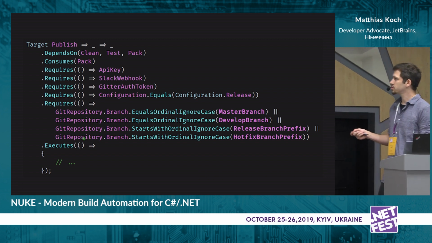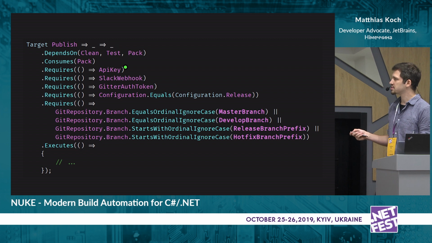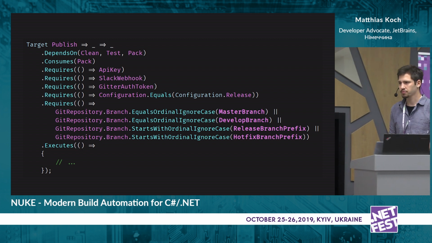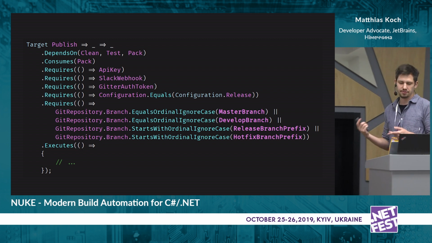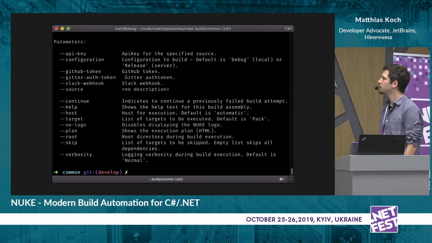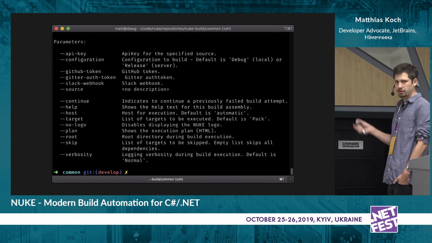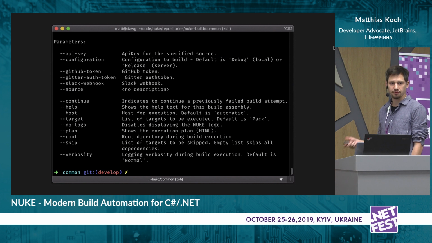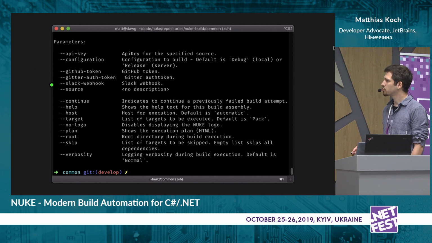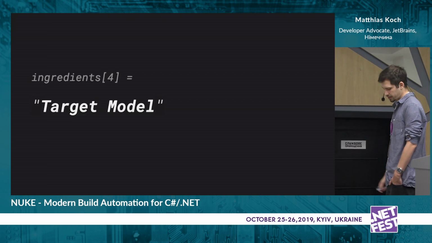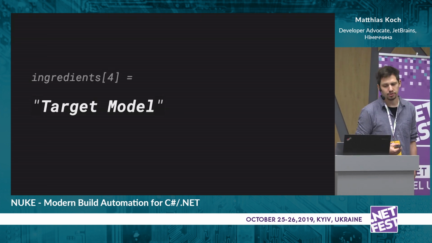So for instance, you see publish is dependent on clean, test, and pack. If I don't pass an API key, that will fail the build immediately, and not only if the publish target is executed. Also, if you pass some description with the attribute, you get them automatically included in the help text from your build. So those are the default ones down here, and those are the ones that are defined in my custom build.